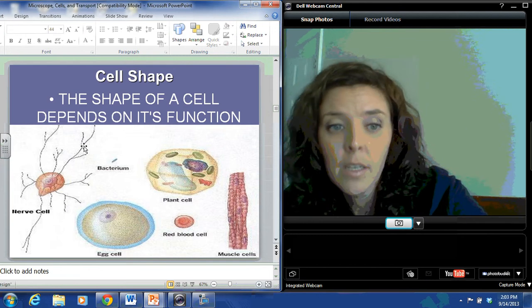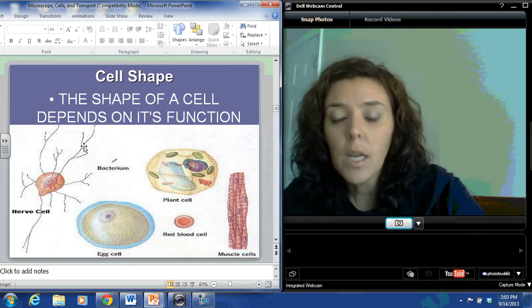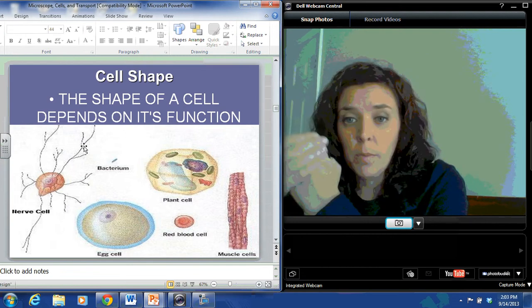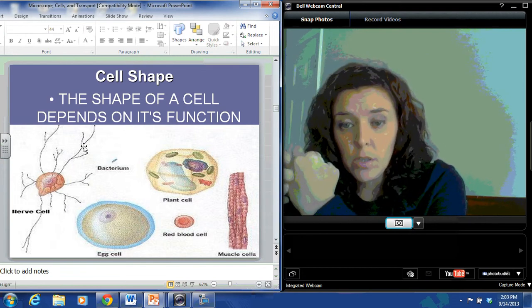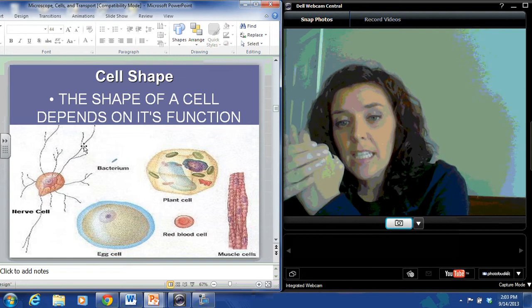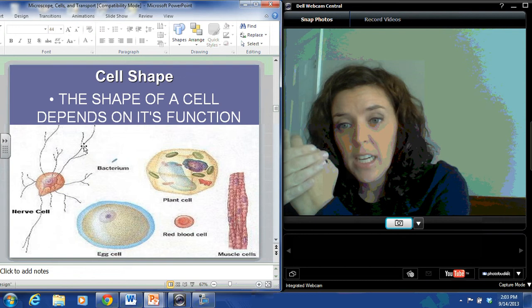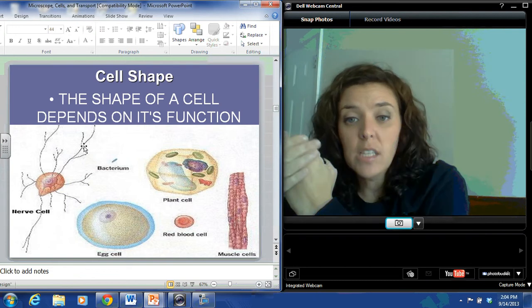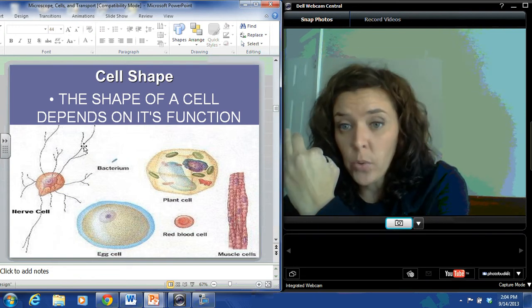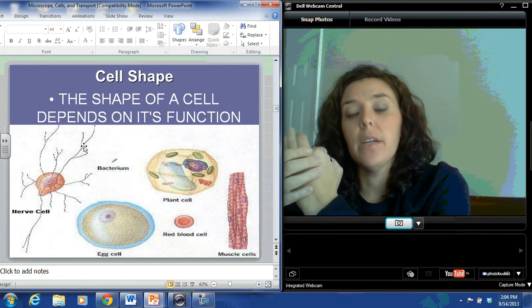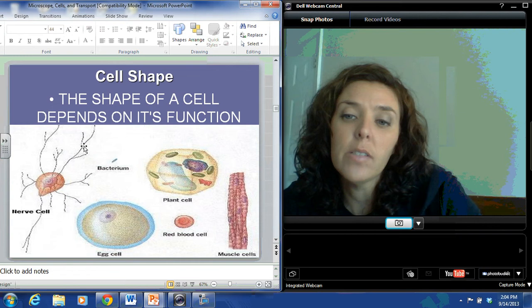If it were a round cell, it would take a long time to get the message from one cell to another to another. Another example, your skin cells. Okay, your skin's job is to form a barrier so that the inside of you is protected. Well, that means your skin cells need to be flat so they can form kind of a shield. So you're going to have several cells, kind of like a tile on the floor, but as your skin instead to form a barrier. So flat cells there.